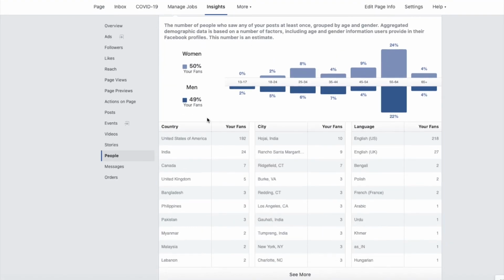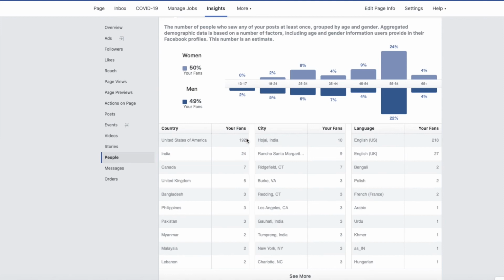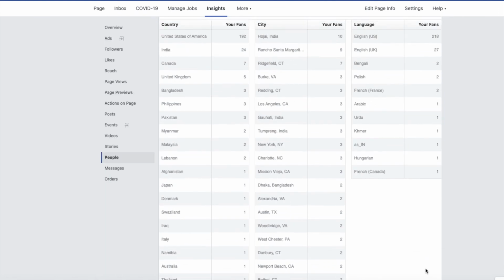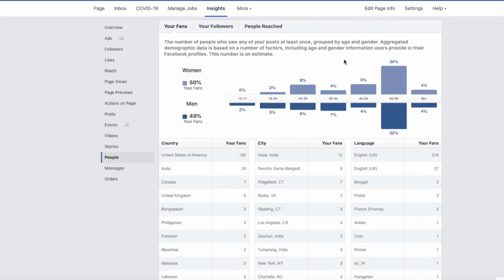What country are they from? Most are from the U.S. Second most are from India. Okay, well, what city are they coming from? These are different cities that people are looking at my page from. What language? What's their native language? So you can see some great information here to learn more about the demographics of your audience. And this is helpful in knowing who to speak to and how to speak when you are creating posts.